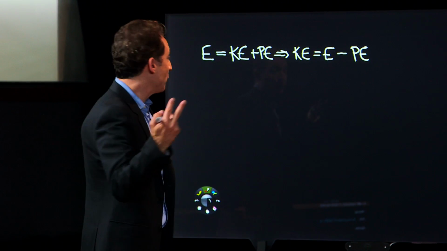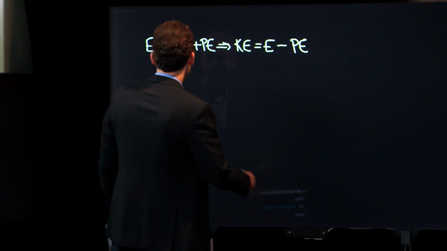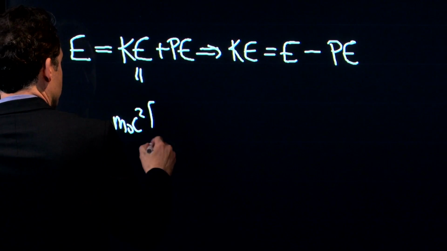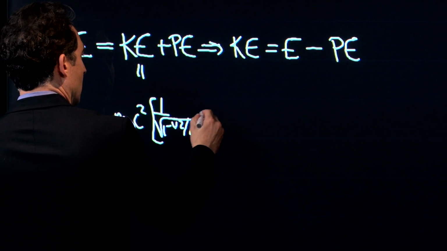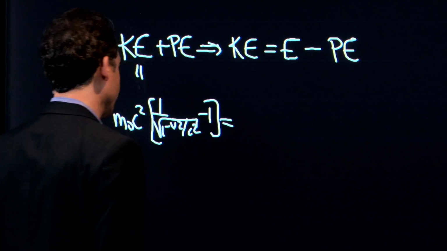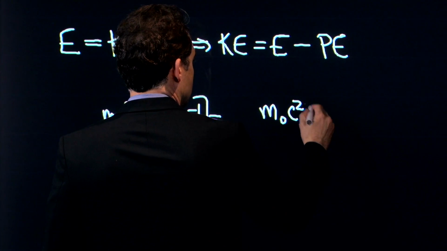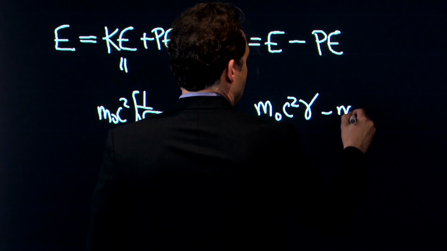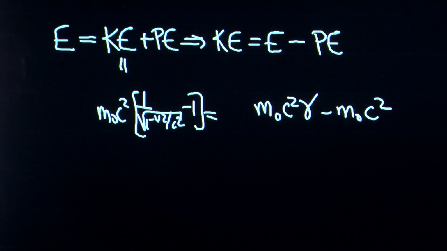So let's take the form for the kinetic energy that we have and write it in this way. Kinetic energy we have as m naught c squared times 1 over the square root of 1 minus v squared over c squared, minus 1. Let's write that in a form that's similar to the top line as m naught c squared times gamma, that's just my gamma over there, minus m naught c squared. And this way of writing it is suggestive.